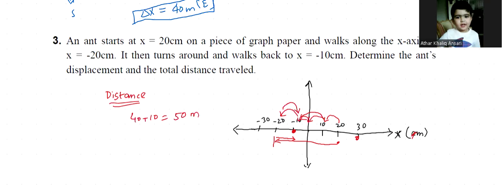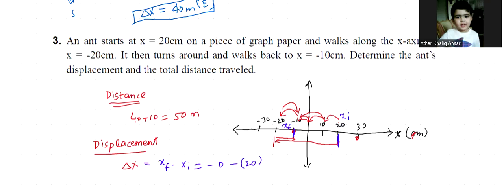When I talk about displacement, as I told you earlier, I need to know delta x by using the initial and final position. For example, this is the initial point, the start point, and this one is the end point. Start position is xi, end position is xf. So delta x is xf minus xi. This shows that xf, the final position, is -10 minus the initial position, 20. So this is -10 minus 20. That gives -30.